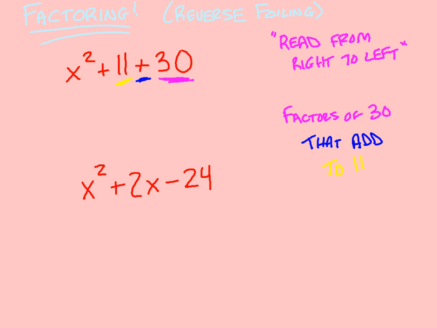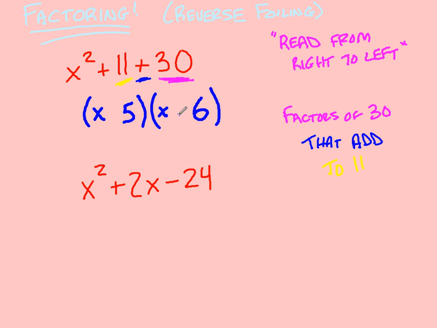Alright, time to learn factoring. And when we do factoring, or reverse FOILing, we should be reading these problems from right to left. So you should be saying, what are factors of 30 that add to give you 11? What you're going to do is make two sets of parentheses, putting an x in each, and my factors of 30 that add to 11 are going to be 5 and 6.